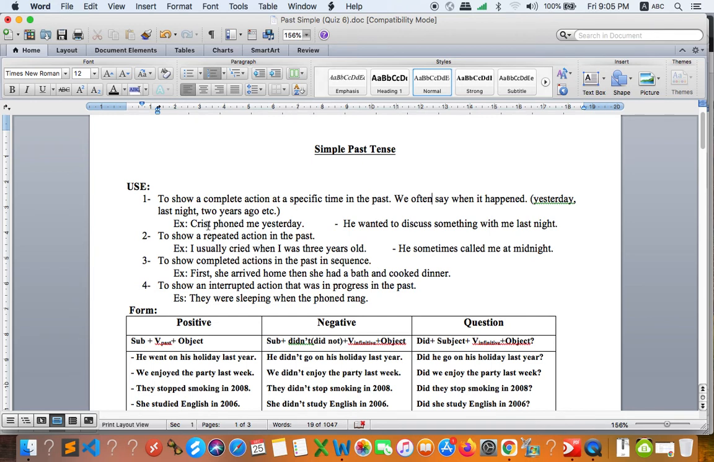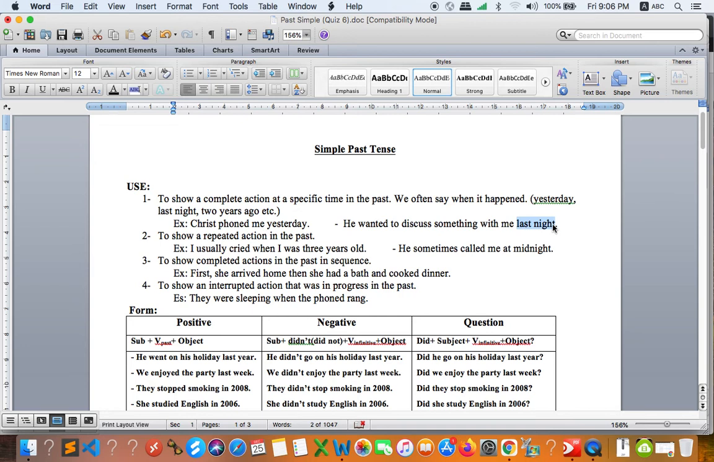Just like this example, Chris phoned me yesterday. You can see yesterday is a time expression, so it is in the past, so we have to add ed right here, or maybe d in some cases. He wanted to discuss something with me last night. You see that wanted. Numbers 2, 3, 4, you don't need to care much about. What I do care about is yesterday and last night. These are time expressions that tell us exactly it is past simple. Whenever you see something like this, you have to use past simple.